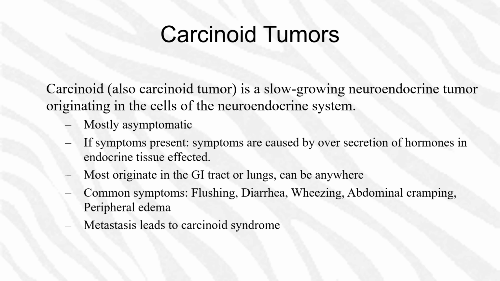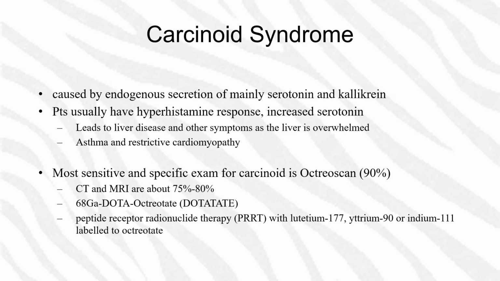Common symptoms include flushing, diarrhea, wheezing, abdominal cramps, and peripheral edema. And metastases will lead to carcinoid syndrome. Carcinoid syndrome is caused by the endogenous secretion of mainly serotonin and kallikrein. Patients usually have a hyperhistamine response, including serotonin. This will lead to liver disease and other symptoms as the liver becomes overwhelmed trying to process the excess histamine and serotonin in the bloodstream. And then this will lead to asthma and restrictive cardiomyopathy as well.